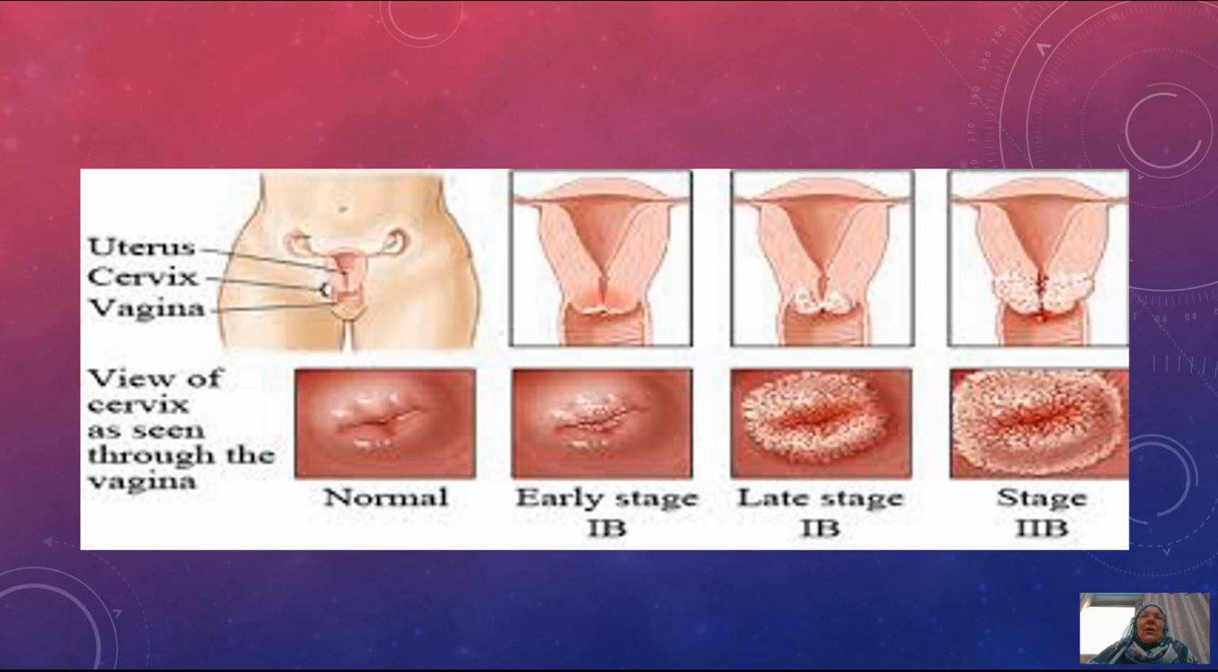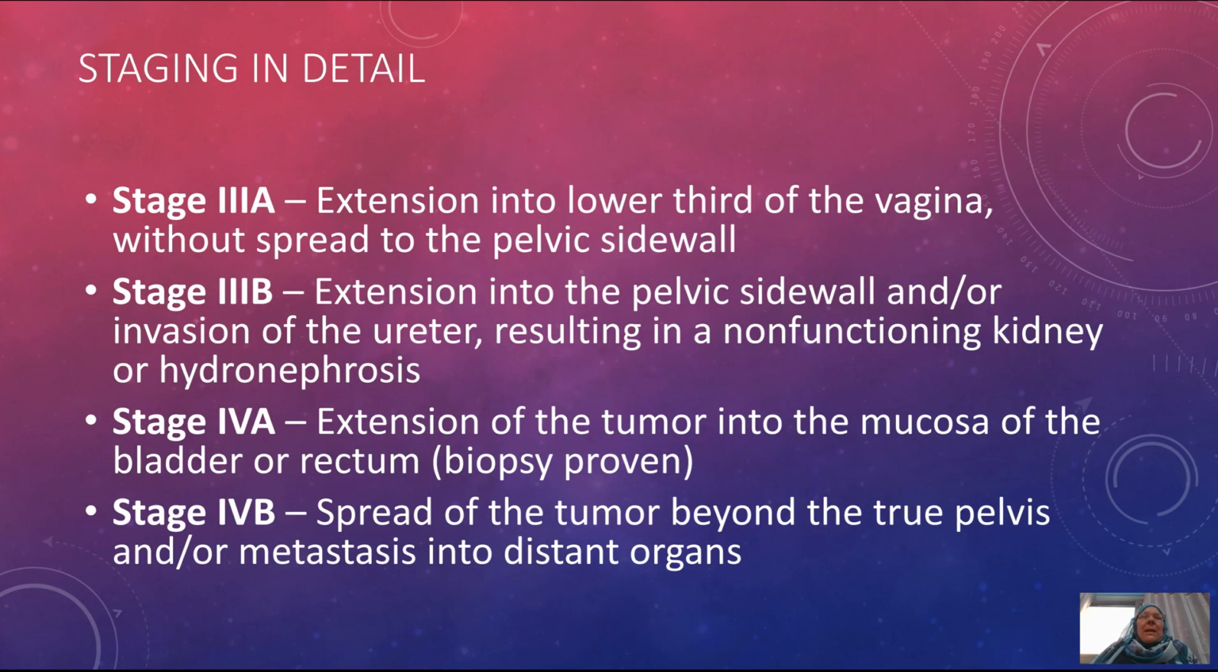This is a picture illustrating the extent of the cervical cancers in these early stages. Stage 3A means an extension of the tumor into the lower third of the vagina, and stage 3B describes a spread of the tumor into the parametrium, reaching the pelvic side walls or causing hydronephrosis. Stage 4A means an extension of the tumor into the mucosa of bladder or rectum, and stage 4B, finally, a spread beyond the true pelvis or distant metastasis.